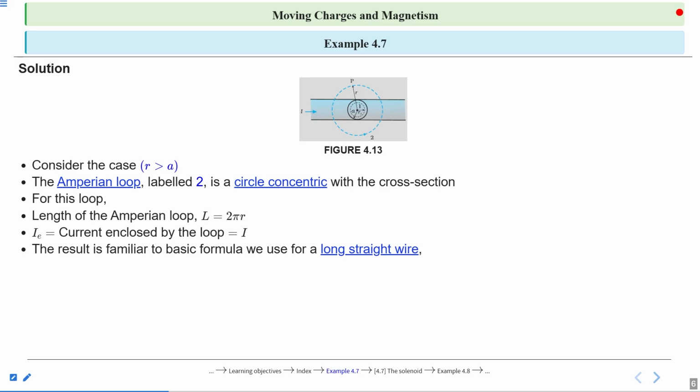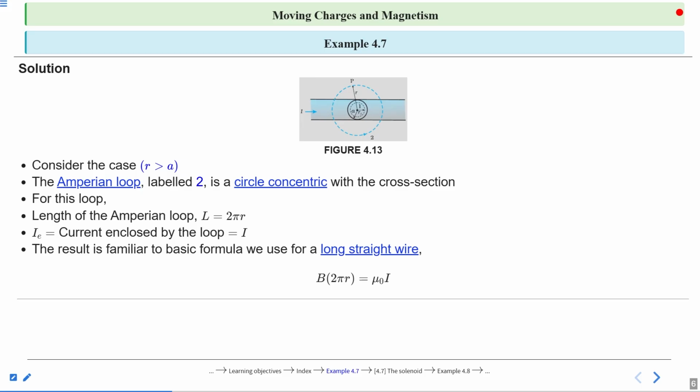The result is familiar, the basic formula we use for a long straight wire. In the previous lecture on Ampere's circuital law, we derived the formula for the magnetic field at a distance r from a long straight wire. That result we are going to use here: B into L equals mu naught I, where L is the length of the Amperian loop.